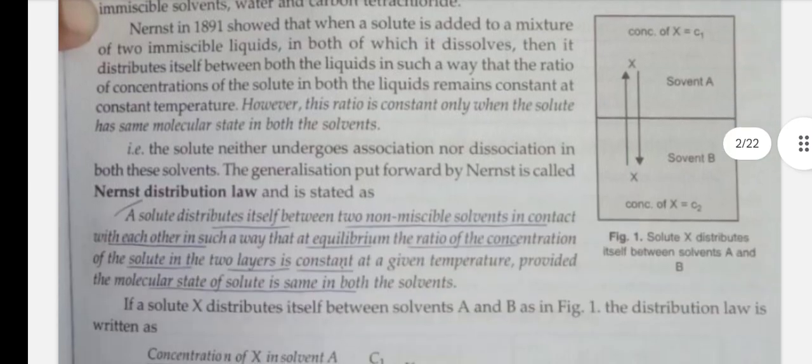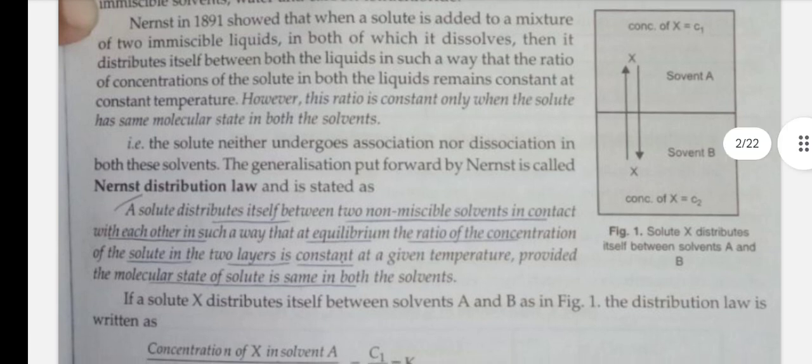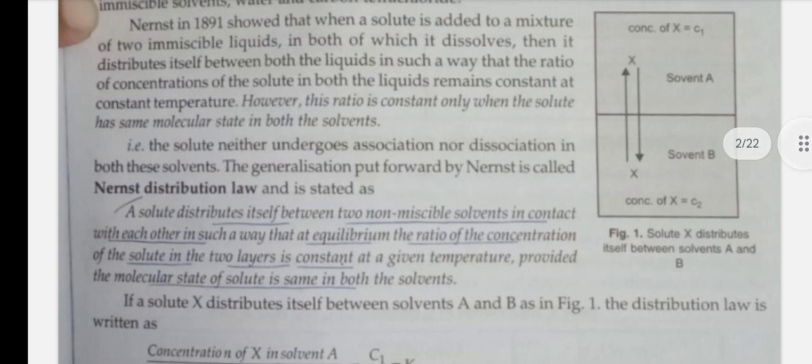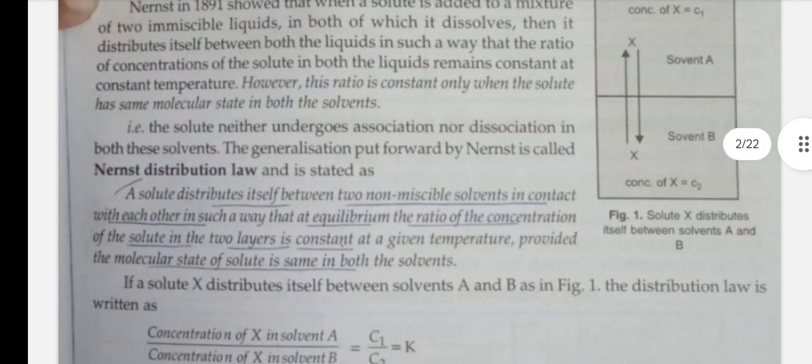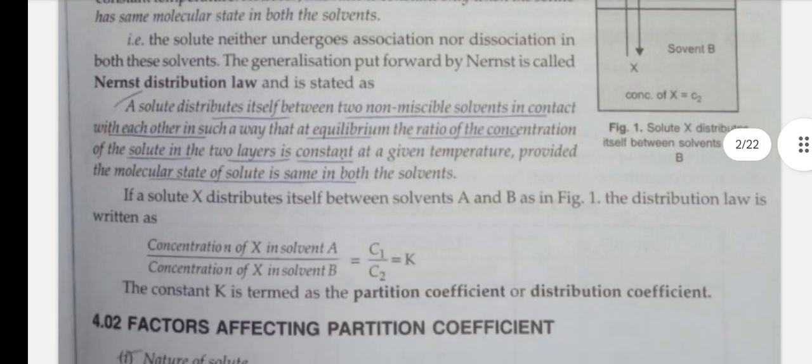Nernst in 1891 showed that when a solute is added to a mixture of two immiscible liquids, in both of which it dissolves, then it distributes itself between both the liquids in such a way that the ratio of concentrations of the solute in both the liquids remains constant at constant temperature. However, this ratio is constant only when the solute has the same molecular state in both the solvents. The solute neither undergoes association nor dissociation in both these solvents.